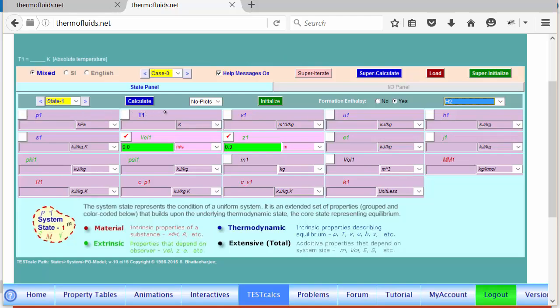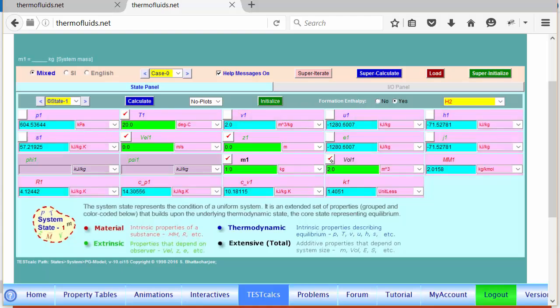So how do you turn on a property? How do you enter a property? You click on this checkbox that puts it into an input mode. The temperature is known to be 20 degrees Celsius. So you choose the unit. Also, what is known is the mass, 1 kg, and volume is 2 meter cube. Notice the properties are calculated. All the other properties are calculated.